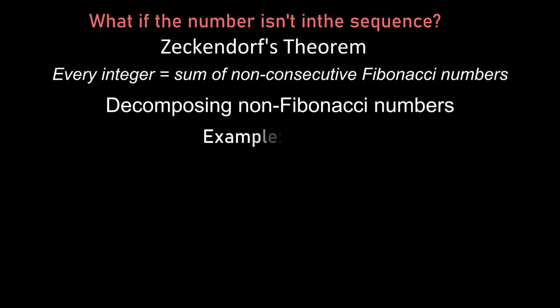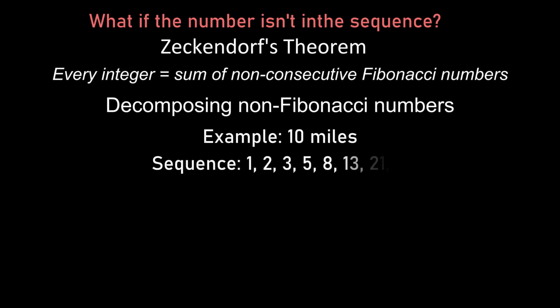Let's say you want to convert 10 miles. 10 is not in our sequence. Here is the Fibonacci sequence: 1, 2, 3, 5, 8, 13, 21, and so on. We can write 10 as the sum of the largest Fibonacci numbers possible without going over. 10 equals 8 plus 2. 8 is a Fibonacci number, and 2 is a Fibonacci number. Now we apply the trick to each part separately.